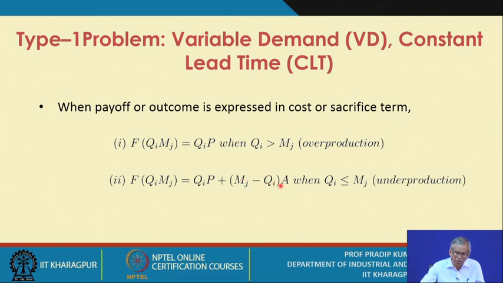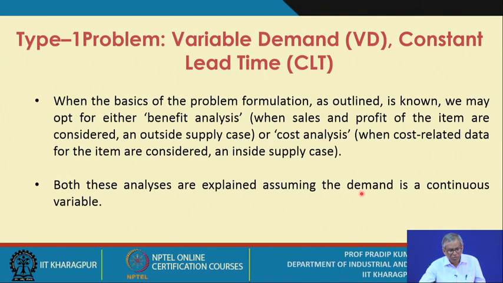So obviously per unit you are incurring a shortage cost of A, right? So it is (Mj minus Qi) into A plus Qi into P, because already you have produced Qi units, and against each unit you produce, you incur a production cost of P. So this is the expression for F(Qi, Mj) when Qi is less than or equal to Mj. Okay, underproduction and overproduction, both the cases we have considered.